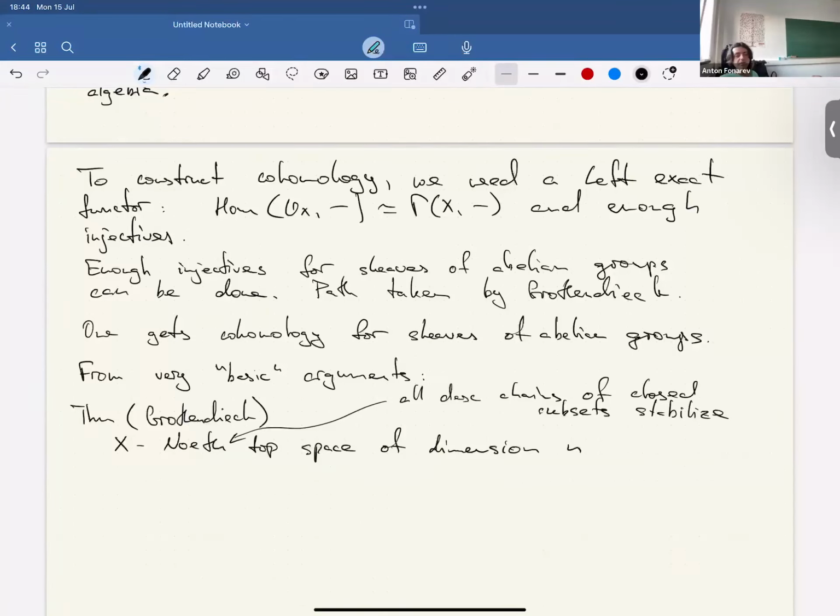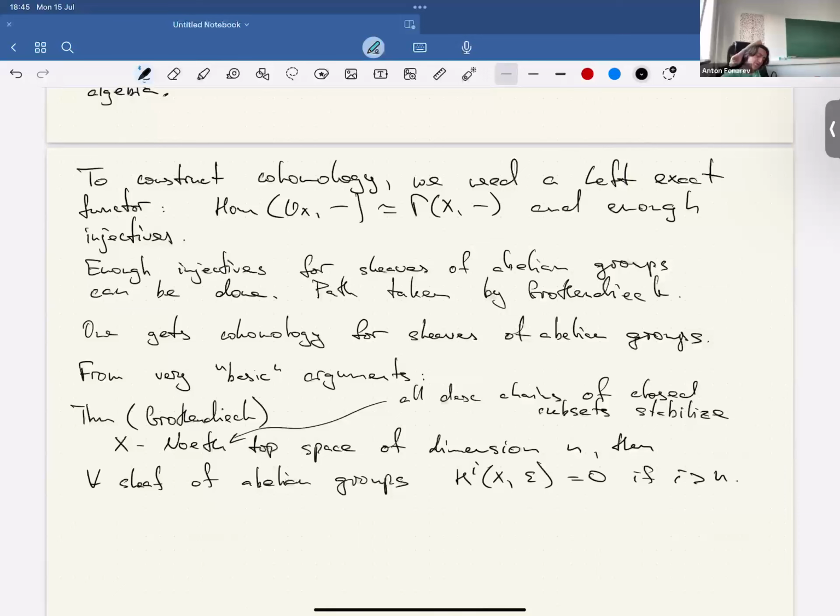And of dimension n, meaning that n is the largest chain of irreducible proper subsets, then for any sheaf of abelian groups E, H^i(X, E) is equal to 0 if i is greater than the dimension. So this is a very interesting theorem, actually, and probably this is what we'll start with next time. But remark that it's incredibly general. So it applies to arbitrary Noetherian topological spaces.